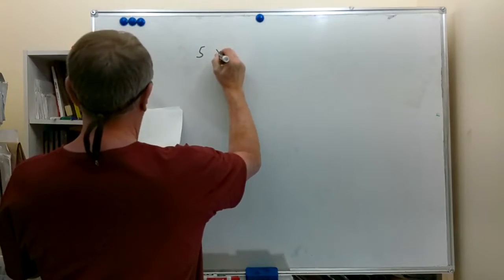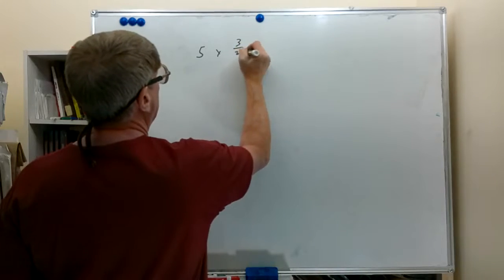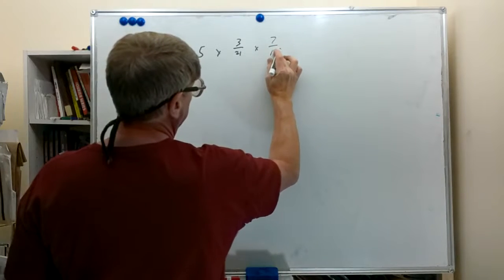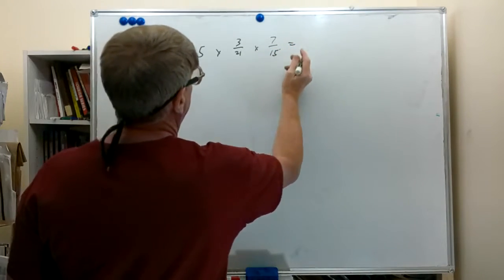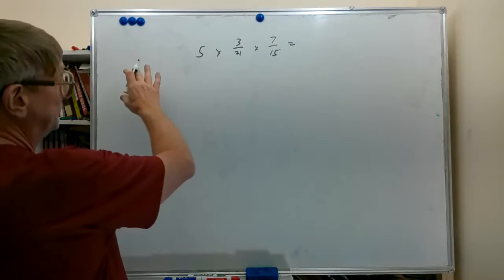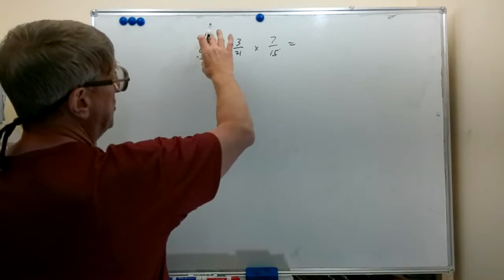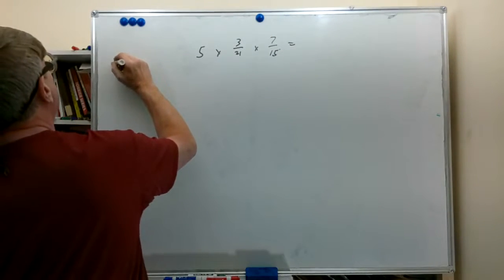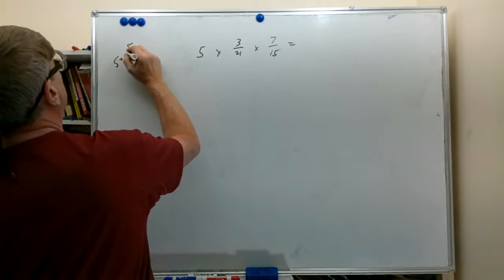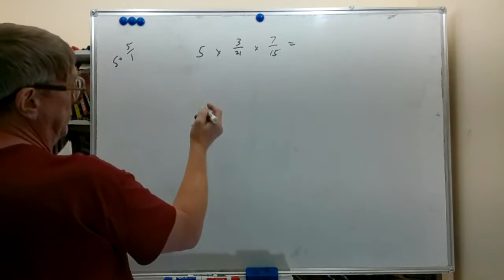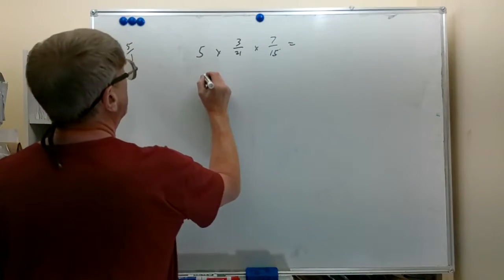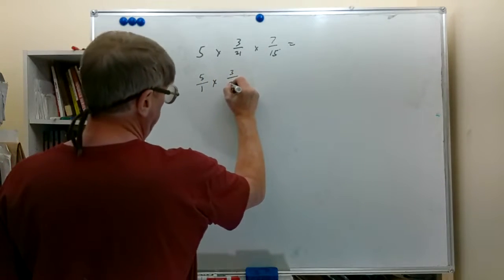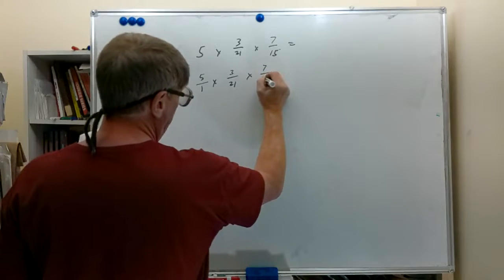5 times 3 over 21 times 7 over 15. And remember, we need to multiply across the top, across the numerator, and across the denominator. But 5 is equal to 5 over 1. So we can do that for any number and make it in a fractional form. So 5 over 1 times 3 over 21 times 7 over 15.